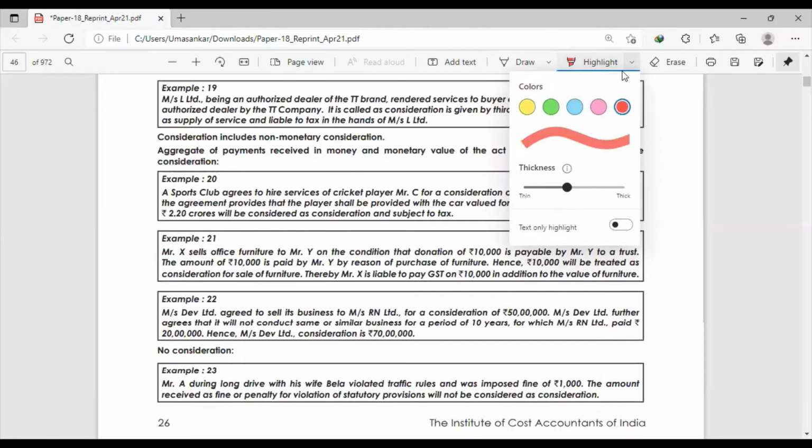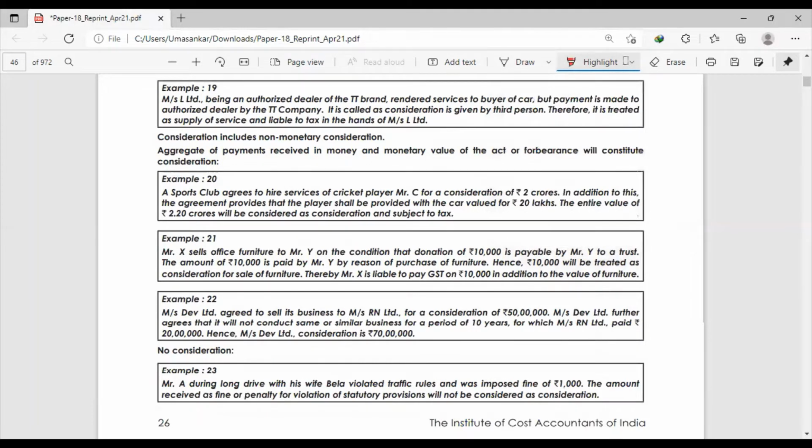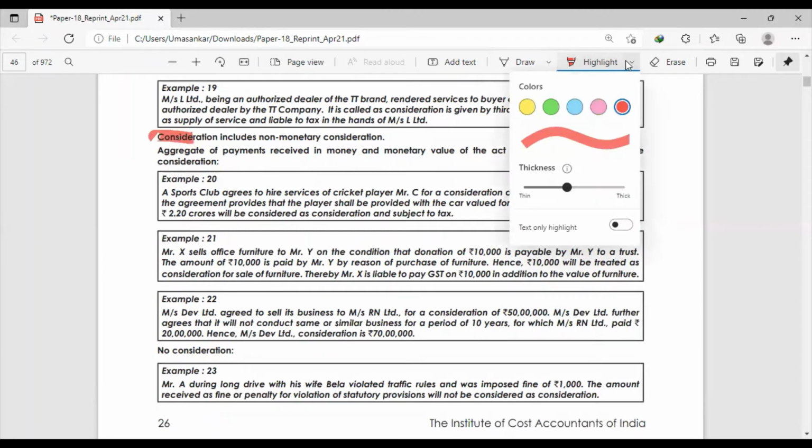Consideration does not include... Consideration includes non-monetary consideration, as we have already said.